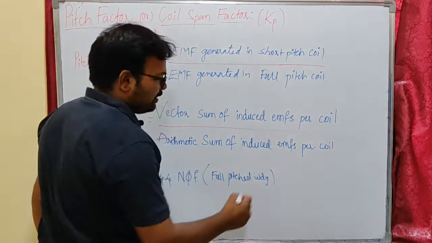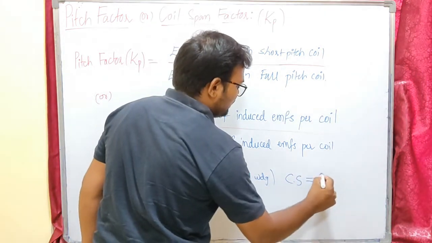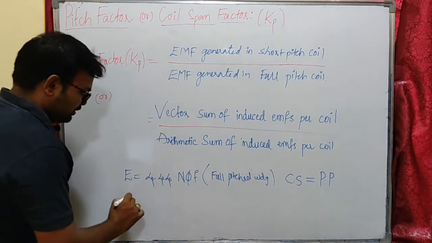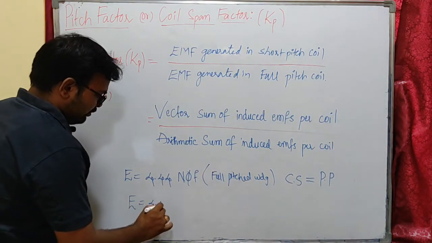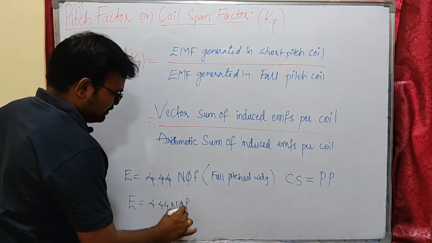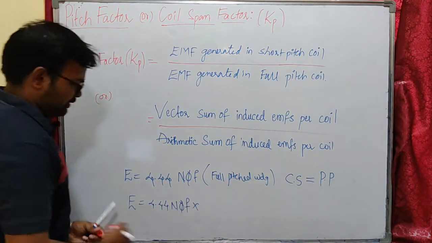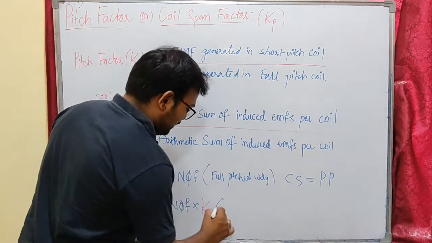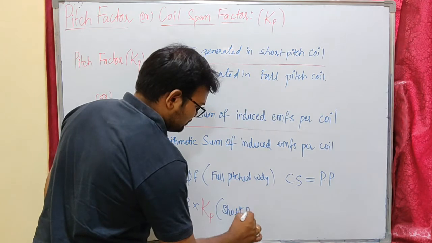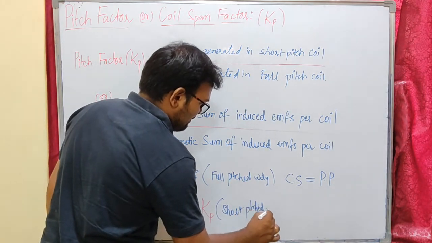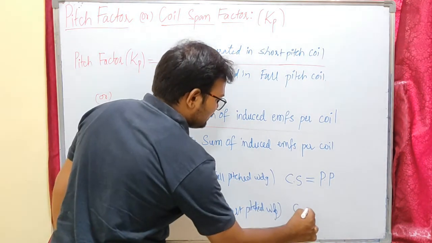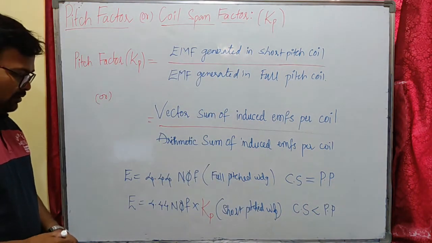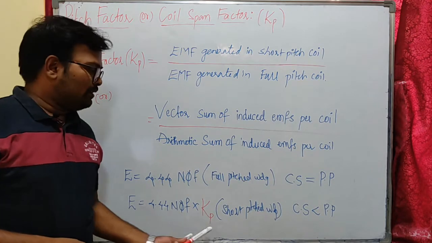Okay, this is for full pitched winding. That means the coil span of the coil will be equal to pole pitch of the machine. Okay, so for short pitch winding we need to multiply this whole expression with our pitch factor. Okay, so this is for short pitch winding. And what do you mean by short pitch? Here the coil span will be less than pole pitch of the machine.